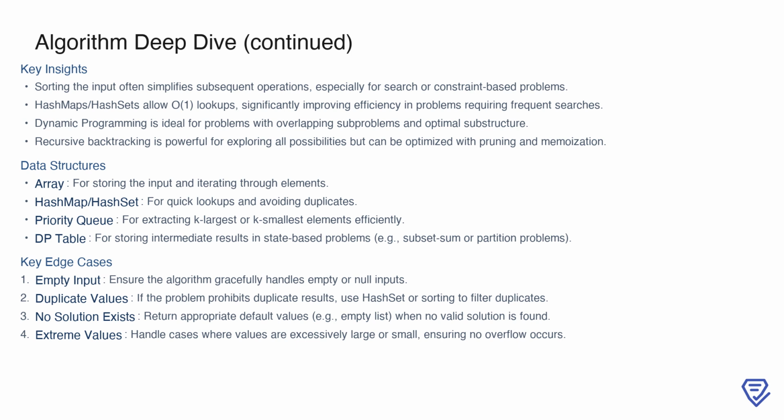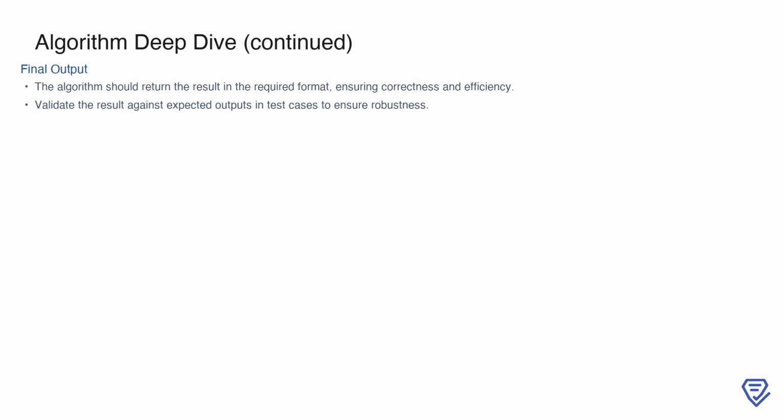It's also important to account for edge cases, such as handling empty inputs, filtering duplicates when required, and returning appropriate outputs when no solution exists. Always ensure that extreme values are managed correctly to prevent computational errors. Finally, the algorithm should return the result in the required format while ensuring correctness and efficiency. Validating the output against expected test cases is essential to confirm the algorithm's robustness.